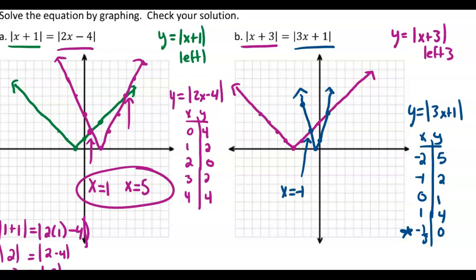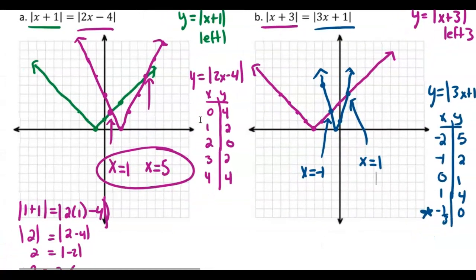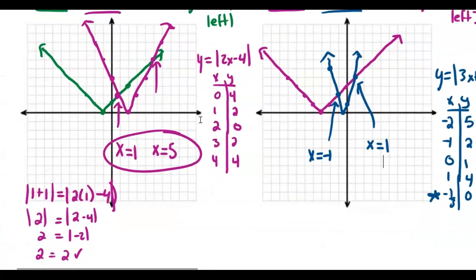This is at x equals -1. And it goes through right here. This is at x equals 1. And because we see them going through on the graph, we don't have to check them for extraneous solutions. You can just check to make sure you're accurate and correct. And that's really all you have to do.